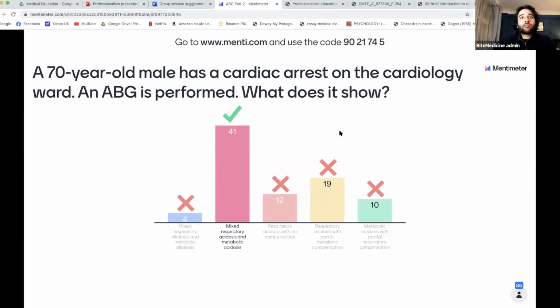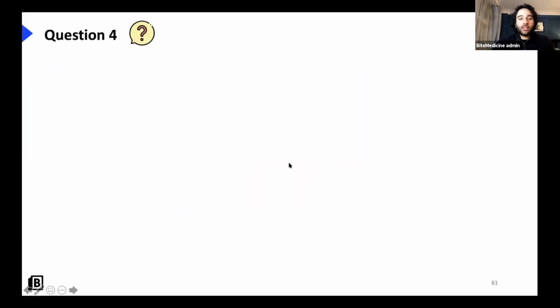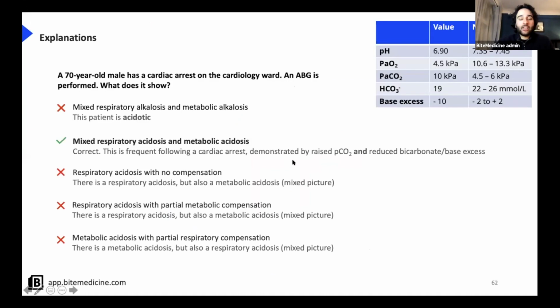There we go. So we didn't even talk about mixed respiratory acidosis and metabolic acidosis, or a mixed picture generally. But you're spot on. That is a mixed blood gas. And let me explain. So this patient has had a cardiac arrest on the cardiology ward. Patients who have had cardiac arrest will often have a mixed picture.